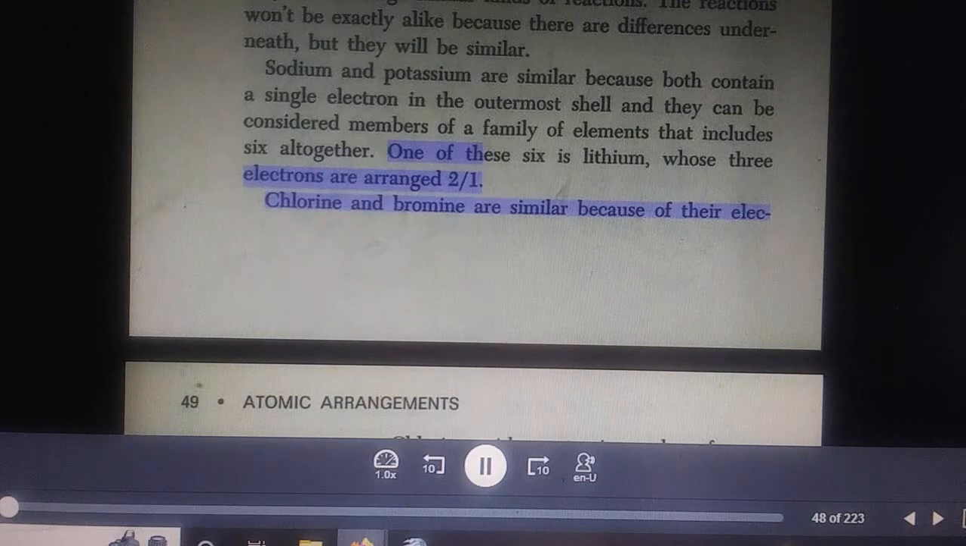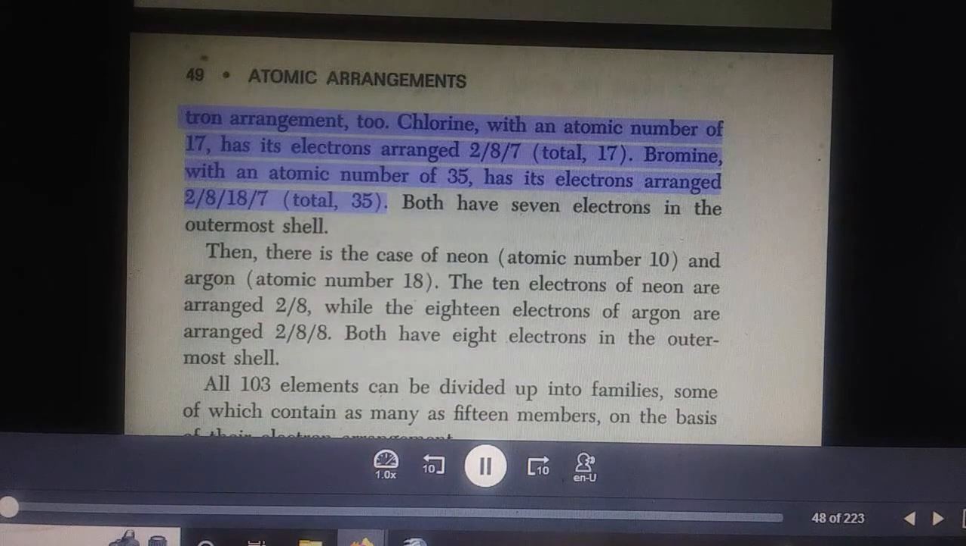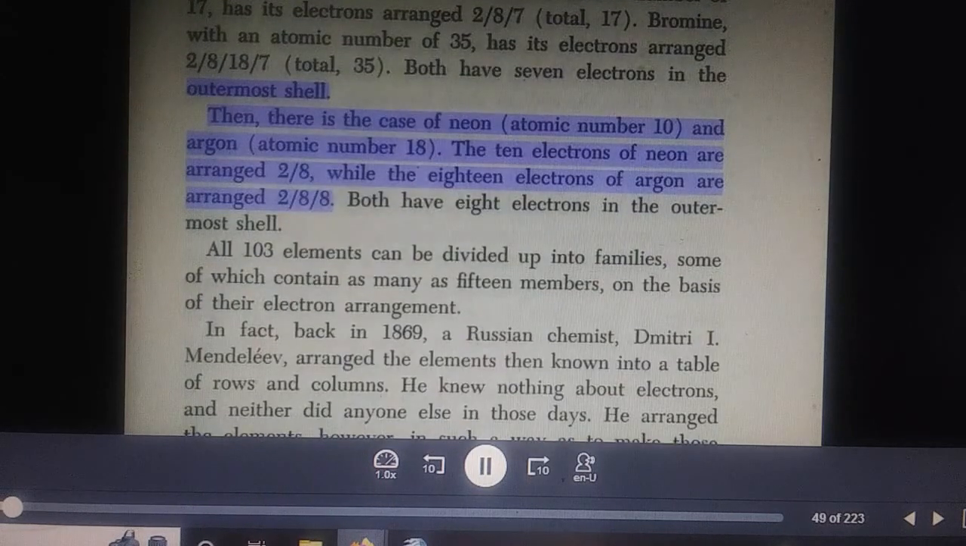Chlorine and bromine are similar because of their electron arrangement. Chlorine, with an atomic number of 17, has its electrons arranged 2/8/7, total, 17. Bromine, with an atomic number of 35, has its electrons arranged 2/8/18/7, total, 35. Both have 7 electrons in the outermost shell. Then, there is the case of neon, atomic number 10, and argon, atomic number 18.